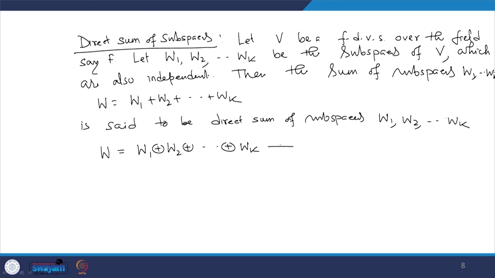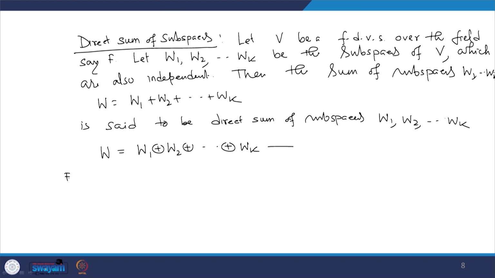So, W1, W2, Wk, which are subspaces of the vector space V, satisfy one of the conditions, I mean the three equivalent statements we have just done, A, B, C. So W1, W2, Wk will be independent subspaces of V. Then the sum of subspaces W1, W2, Wk, if I write that as W, then W is said to be the direct sum of subspaces W1 to Wk.